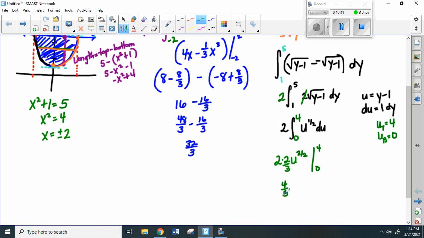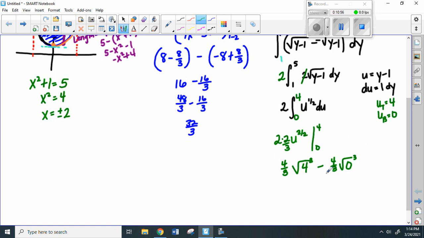So we have 4/3 times u to the 3/2. Well, remember that's the same thing as the square root cubed. So I'm going to plug in the 4, and I'm going to do the same thing, and I'm going to plug in the 0. Well, that one's easy, right? That goes away. And the square root of 4 is 2. 2 cubed is 8. And 4/3 times 8 is 32/3. Well, it's the same region, so I better get the same area, okay?